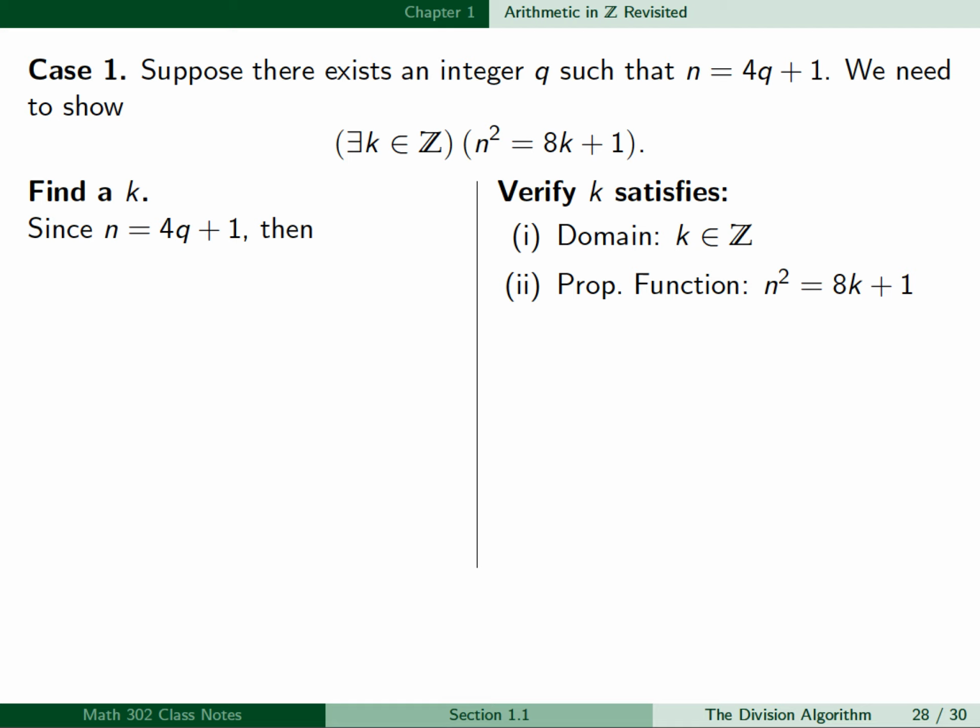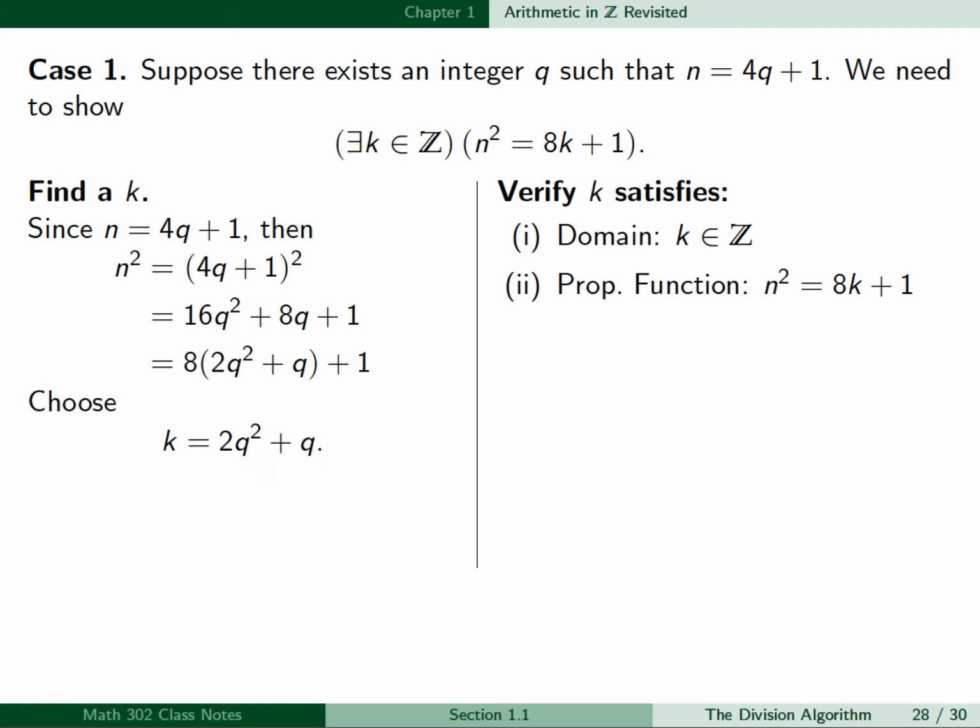We can say that since n is equal to 4q plus 1, then n squared will be 4q plus 1 squared, which is 16q squared plus 8q plus 1. And comparing this with our propositional function, we want something that looks like n squared is equal to 8k plus 1. So what we're going to do is we're going to factor an 8 out of the first 2 terms on the right. So n squared is 8 times the quantity 2q squared plus q, plus 1. Now this looks just like 8k plus 1, where k is equal to 2q squared plus q. So that's what we'll choose for k.